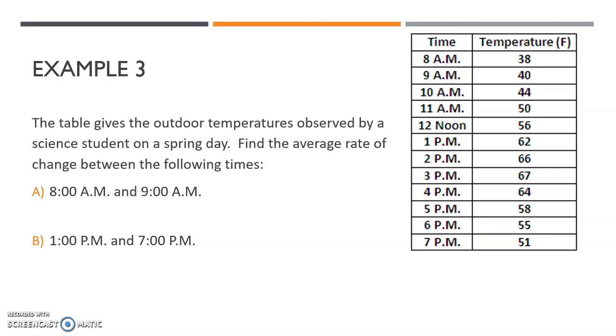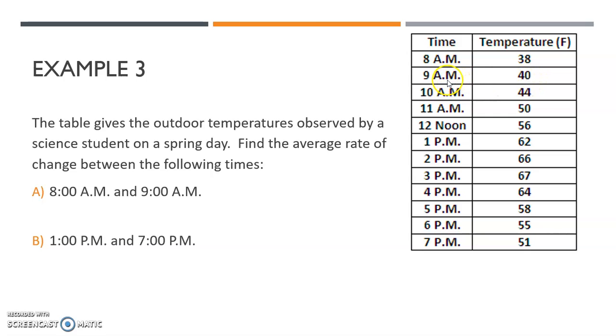Okay, in example 3, it says the table gives the outdoor temperatures observed by a science student on a spring day. Find the average rate of change between the following times. So in part A, we're given 8 a.m. and 9 a.m. And in part B, we're given 1 p.m. and 7 p.m. So what we're going to do is use the ordered pairs from our table. So we have 8 a.m. and 38 and 9 a.m. and 40. So what we're going to do is put these into the slope formula.